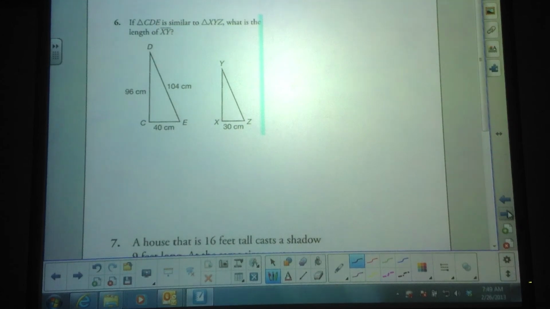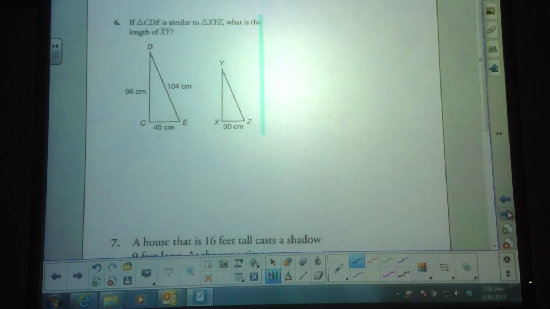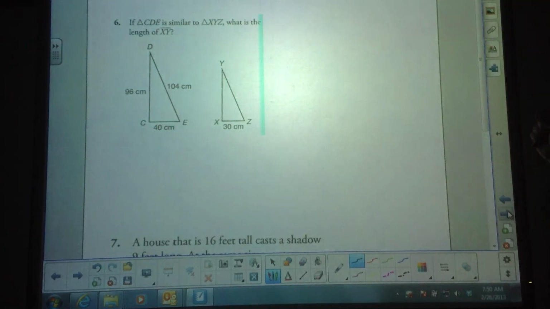If triangle CDE is similar to triangle XYZ, what is the length of XY? Well, this is similar, not congruent. Remember, if it were congruent, it would be exactly the same, and therefore this would be 96 centimeters. But we're saying similar, not congruent, but similar.